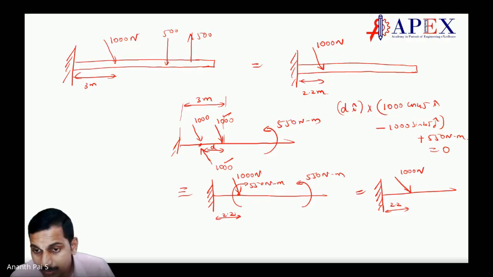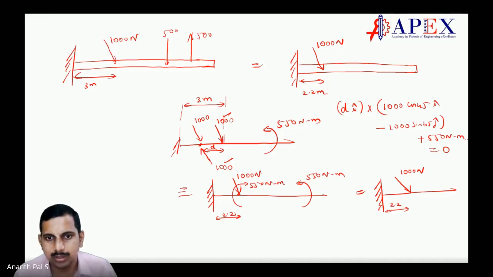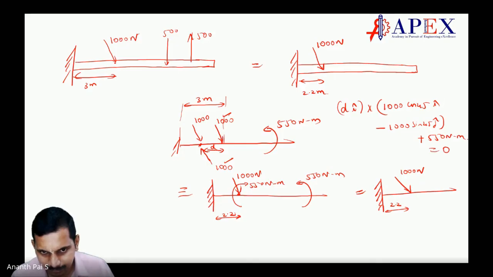Sir, that approach did not work. I got the wrong answer. You should not get the wrong answer. I did 1000 into E, where E is the perpendicular distance between the two vectors, our vector and the original vector, equal to 550. So 1000 into E equals 550. I got E as 0.55. Then E cos theta equals D. Then D I will be getting as 0.707.